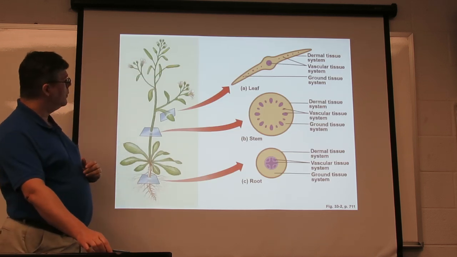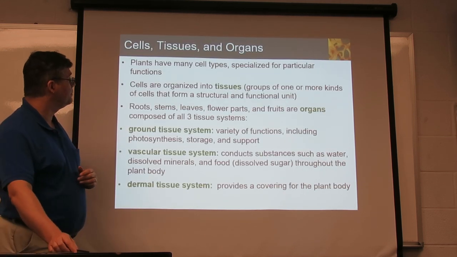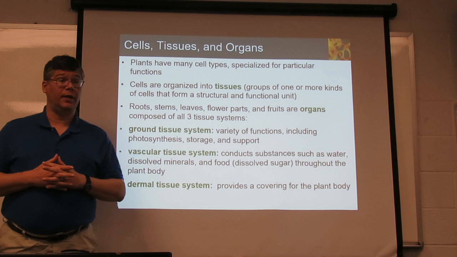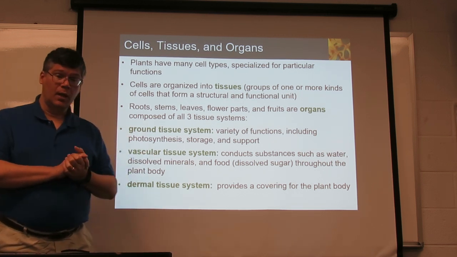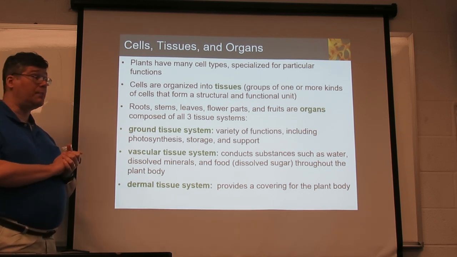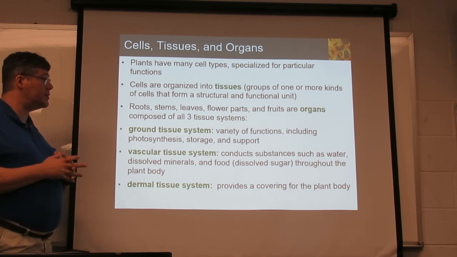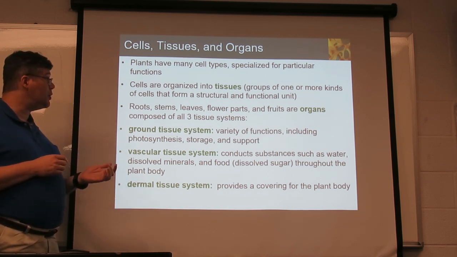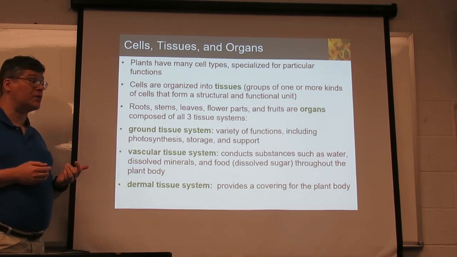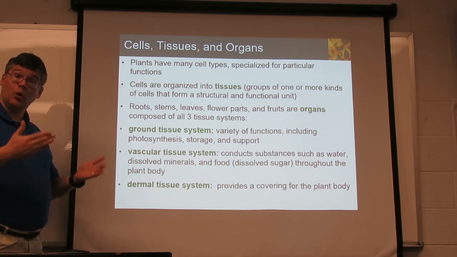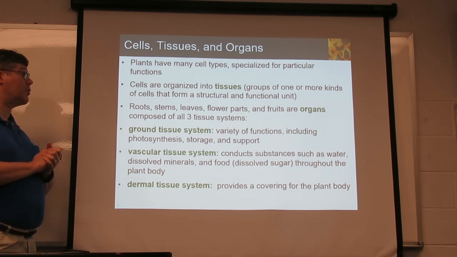Tissues. Yep, the PowerPoint decided to move on here. And then tissues can be grouped into more complex organs, multiple tissues. So in our plants, we have three main types of tissue that we'll look at, and familiar parts such as a leaf or a flower or a stem or root. Those are organs with typically all three of these types of tissues represented.